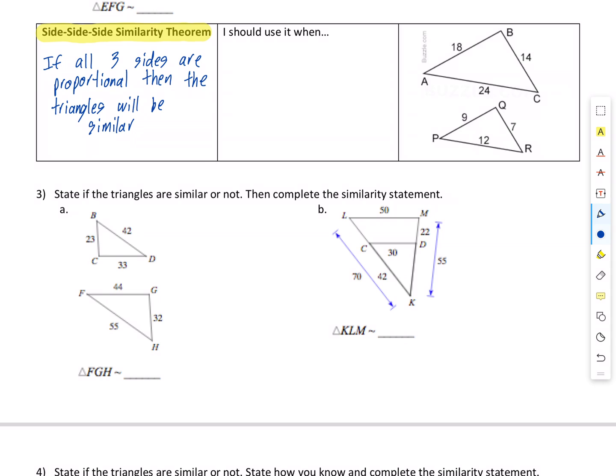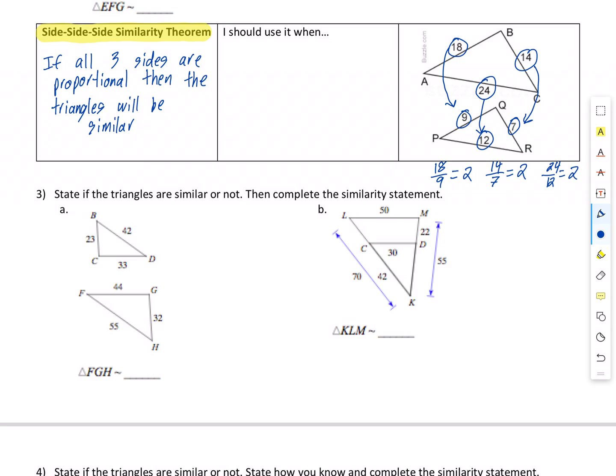Okay, so we just gotta check the proportions on all of these. So if we come to this example on the right here, we gotta check 18 divided by 9, because those two correspond, to see if those are proportional. That gives us 2. Then we gotta check 14 and 7. 14 divided by 7 is 2 as well. Then lastly, 24 divided by 12. That gives us 2. So those two triangles are similar.